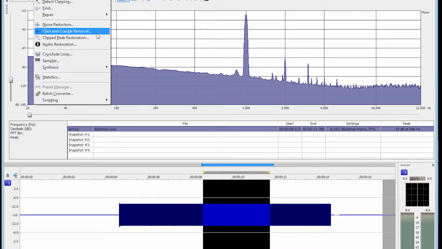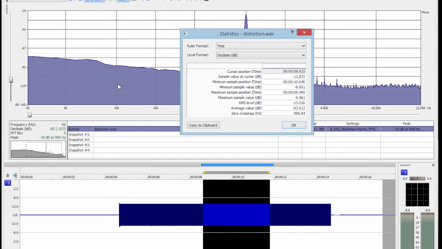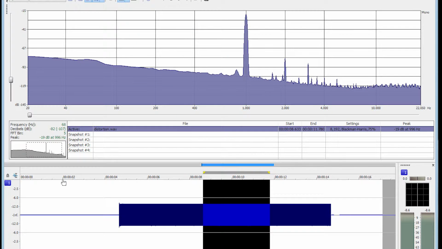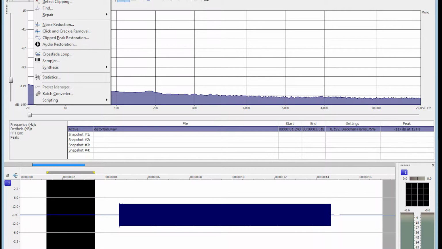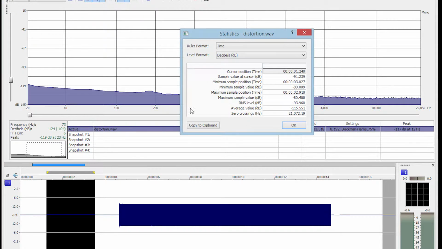And we can see that the average RMS value for the test tone is at about minus 13 dB. And we can do a similar test over here in the quiet part. And if we do that, we can see that the noise level is at about minus 94. So you can just subtract those two and get your noise measurement. So that would be around 80 dB for the signal to noise.